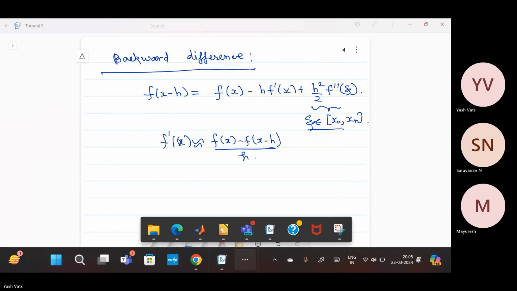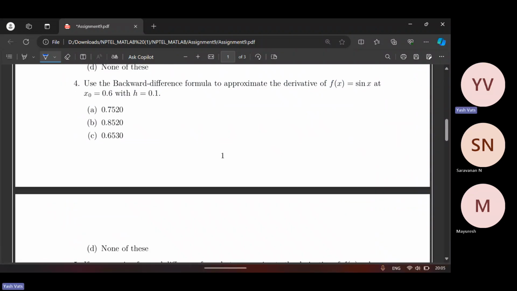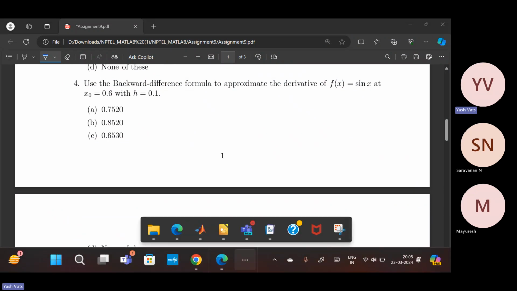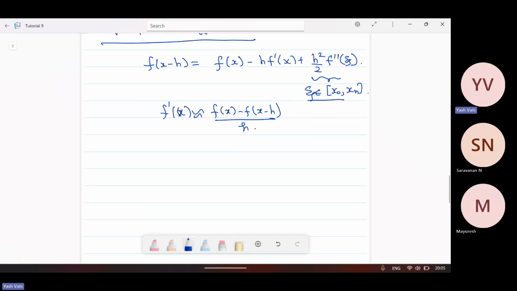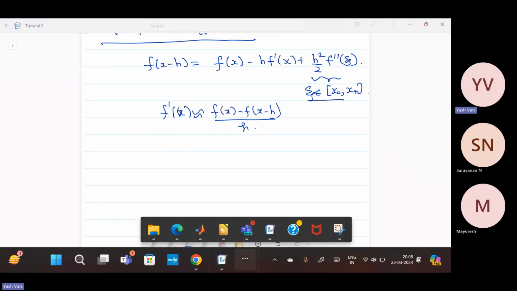Now, use the backward difference formula to approximate the derivative of sin x at x not equal to 0.6 with h equal to 0.1. Okay, so if f(x) is sin x, I just copy that question.